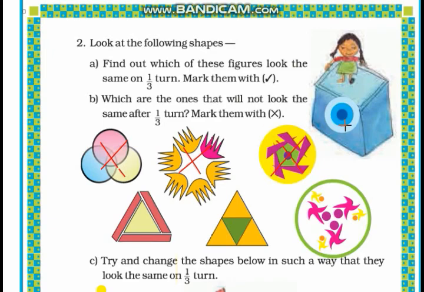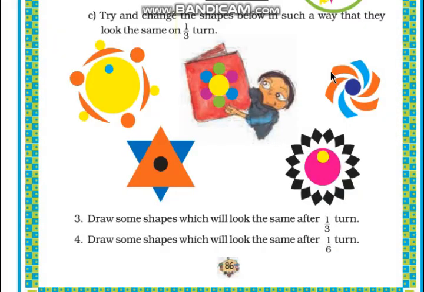And this shape looks the same on one-third turn because here all the sides are the same. This shape also looks the same on one-third turn. This shape also looks the same on one-third turn, and this also looks the same on one-third turn. Now proceeding further, question number C.